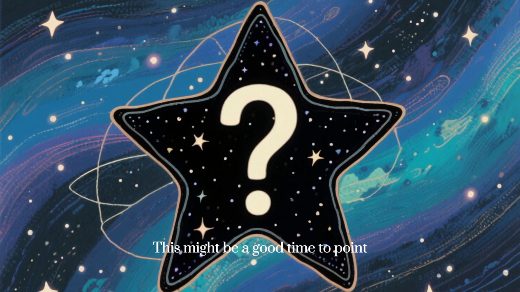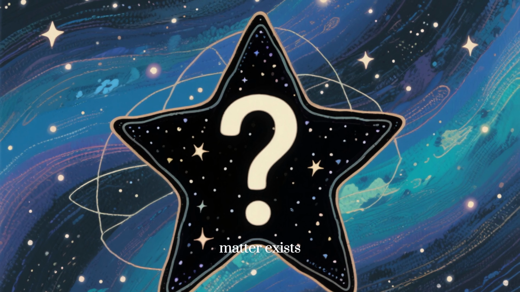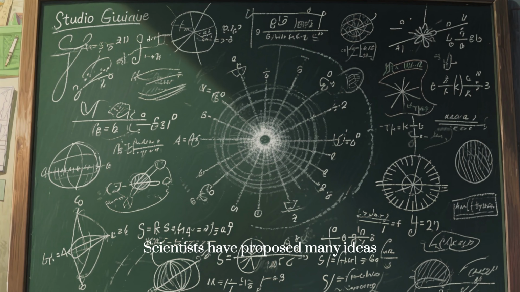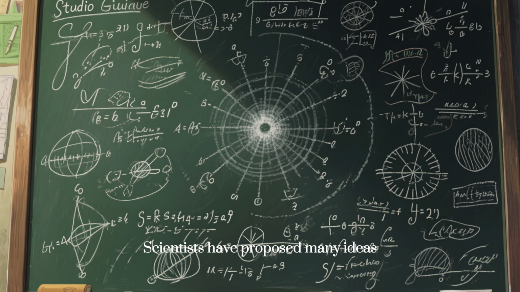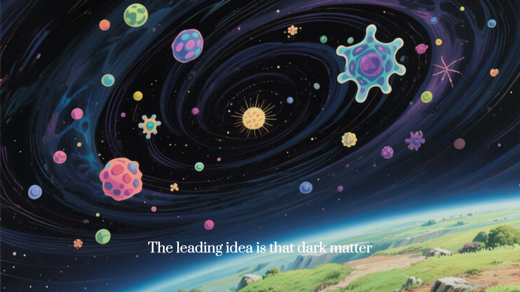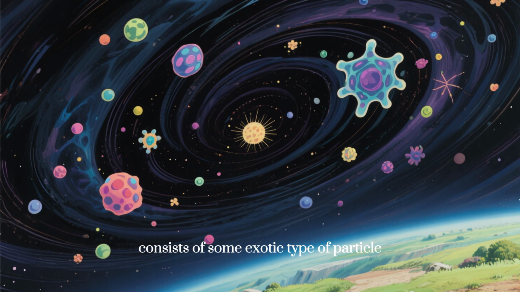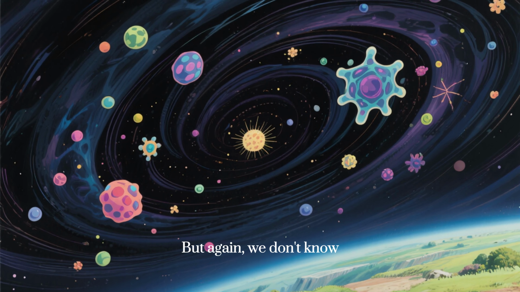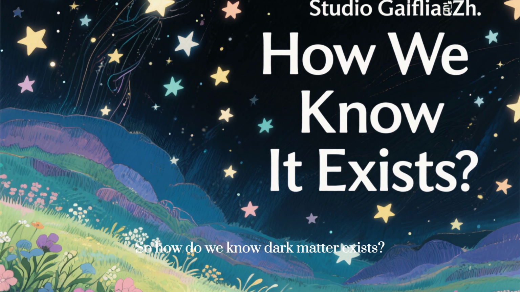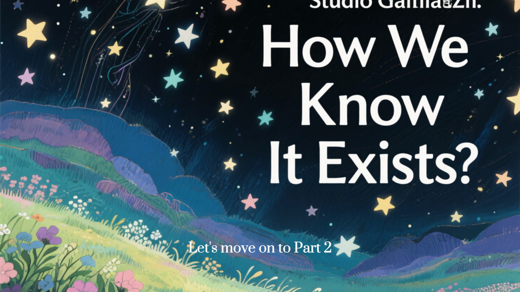This might be a good time to point out that while we know dark matter exists, we don't know what it is. Scientists have proposed many ideas, but none has been confirmed. The leading idea is that dark matter consists of some exotic type of particle. But again, we don't know. So how do we know dark matter exists? Let's move on to part 2.